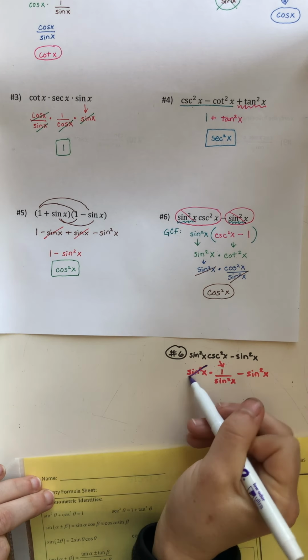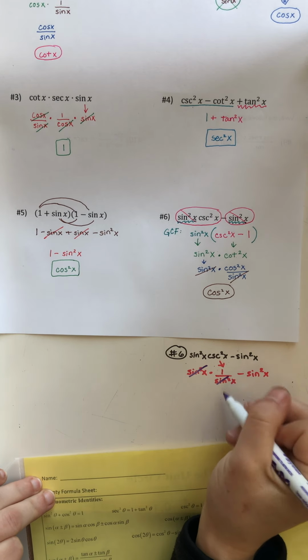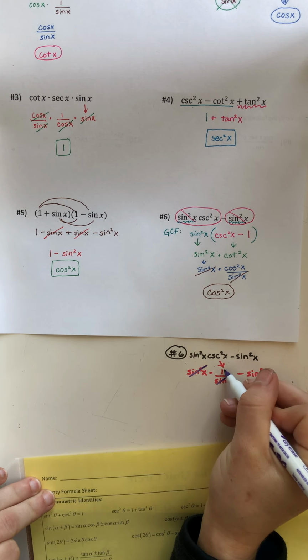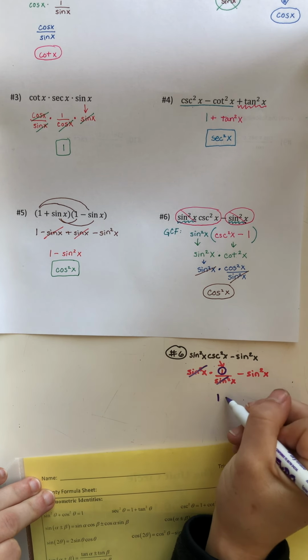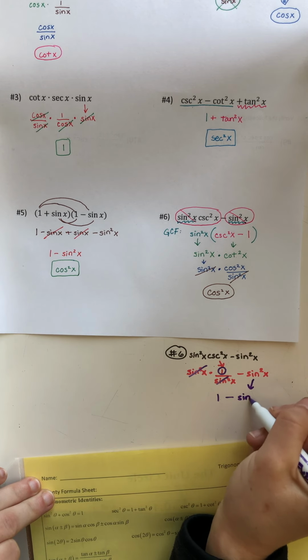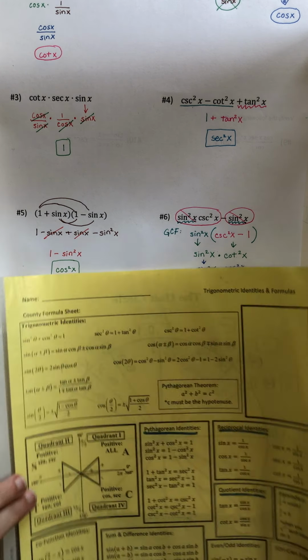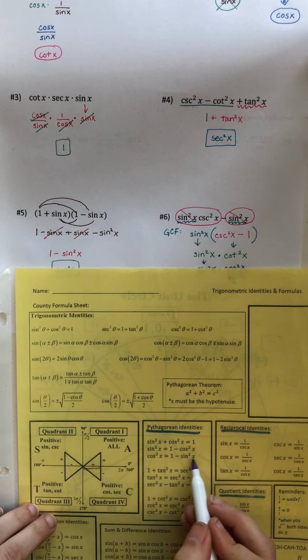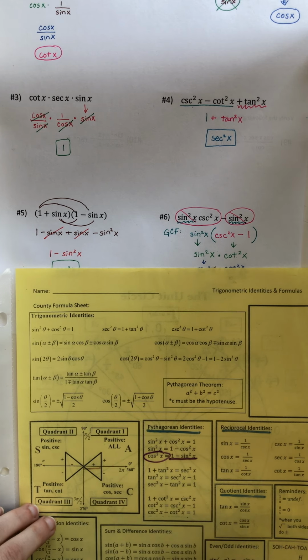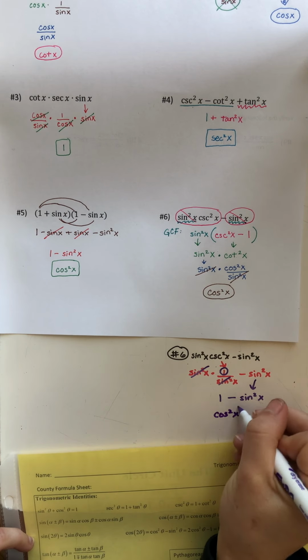Now we have a sine squared x at the top and the bottom, and you can cross those out because they're multiplying. So from this part, we have a 1 left over. Then you bring down your minus and your sine squared x. And that is a Pythagorean identity. 1 minus sine squared x is cosine squared x. So we get the same answer either way we do it.